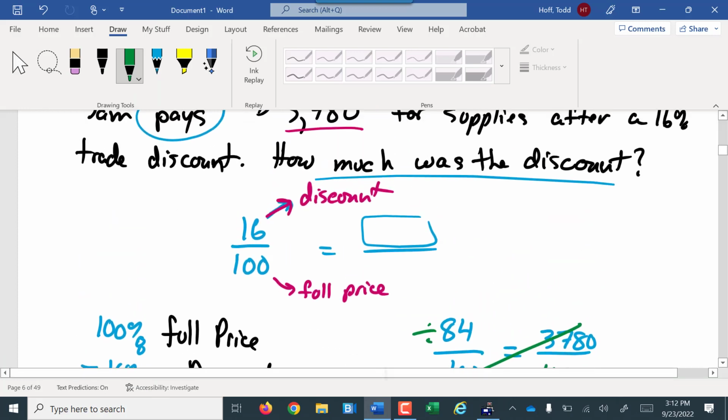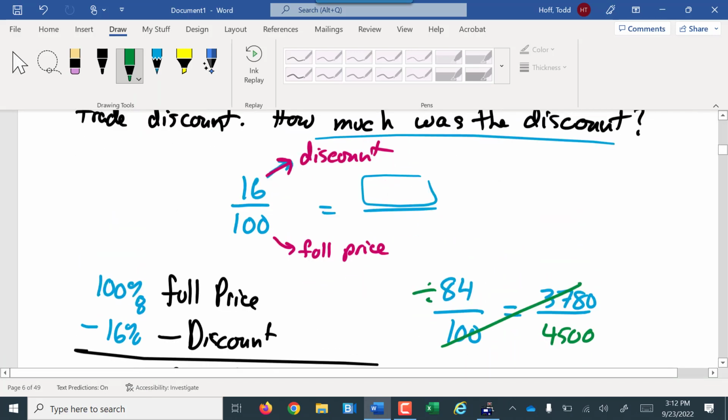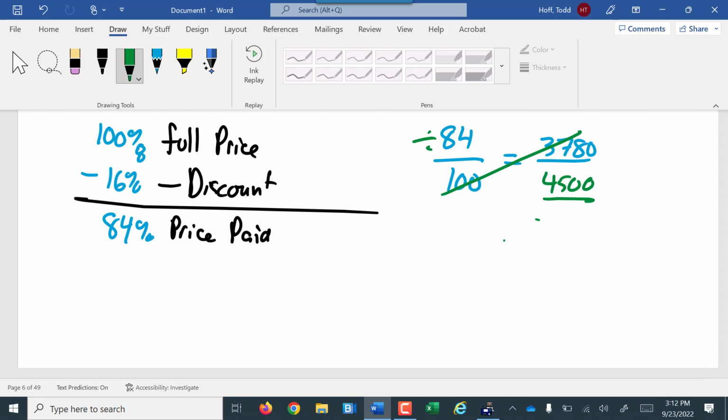Is that what we're asked to find? How much is the discount? Which means we need to subtract, which is going to give us 720 bucks. Okay.